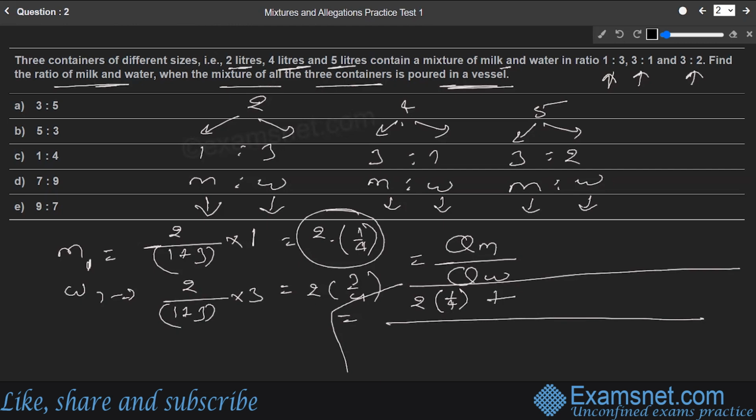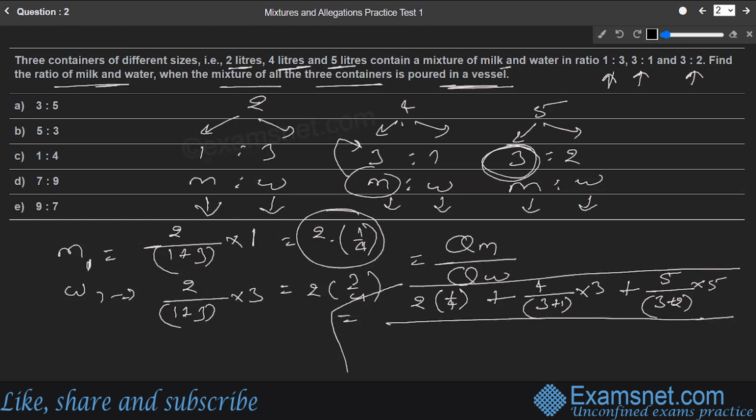milk content in the second solution. Milk content in the second solution will be the total solution is 4 divided by the sum of ratio terms, that is 3 plus 1, multiplied by the milk part of it. The milk part of it is nothing but 3, so multiplied by 3, plus milk content in the third type of solution, that is total solution is 5 divided by the sum of ratio terms, that is 3 plus 2, into the milk part in the third content, which is 3, so multiplied by 3.